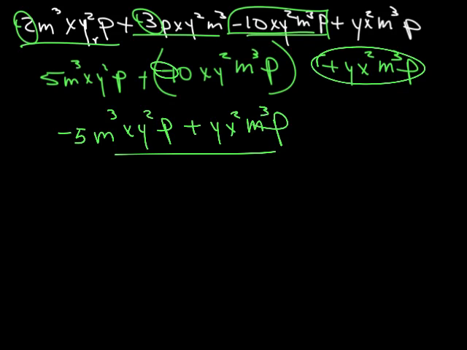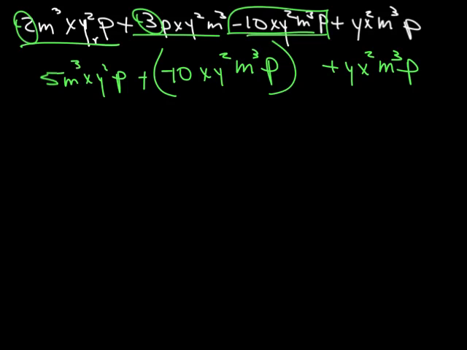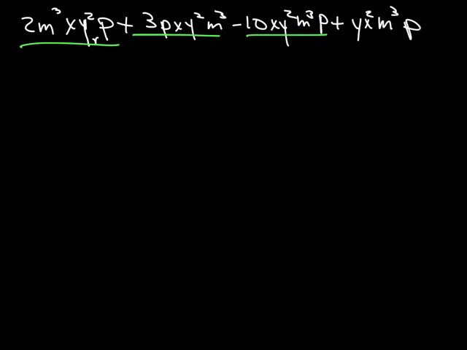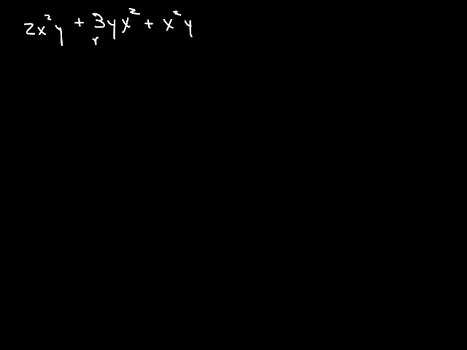21.6. Alright, let's do one more, 21.7. 21.7, they just constantly try to make them just a little bit tougher as you get going here, just to add to the excitement here. 2x squared y plus 3yx squared plus x squared y squared minus x squared y minus 4x squared y squared.